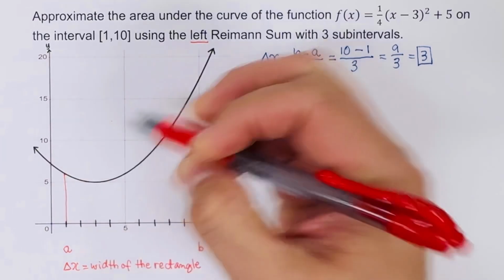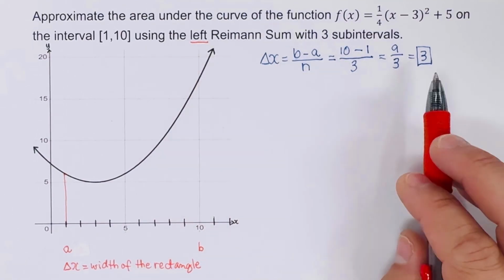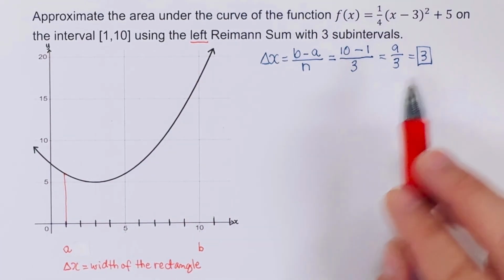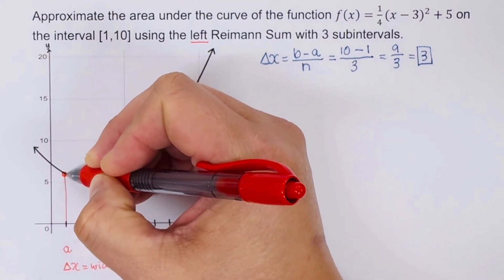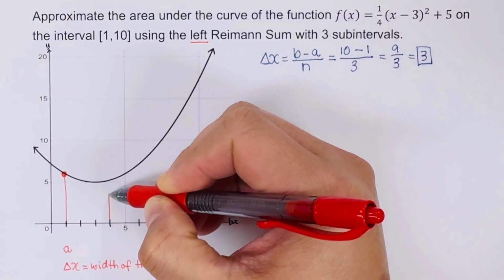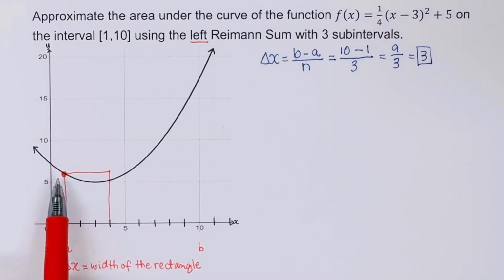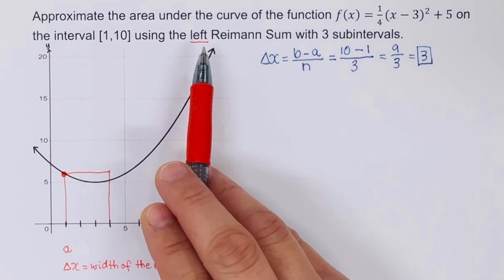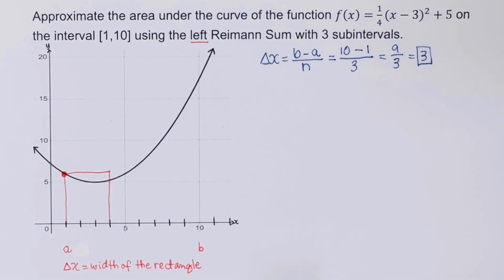Remember that since this is a left Riemann sum, the left side of the rectangle touches the graph. And we know that the width is 3, so I'm going to count 1, 2, 3. This is the first dot right here that touches the graph, and so I can create that first rectangle. If you notice, the left side of this rectangle is touching the graph because this is the left Riemann sum.